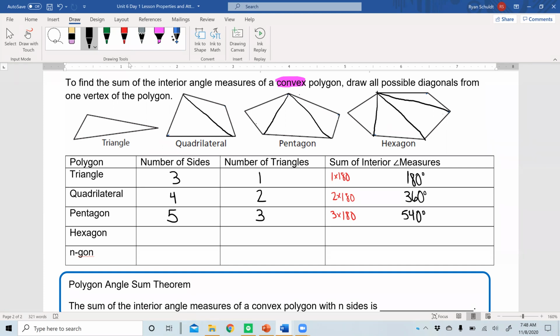Then we have the hexagon. How many sides does it have? 6. But how many triangles? 4. So to get the sum of its angle measures, I'll do 4 times 180, which would get me 720 degrees.